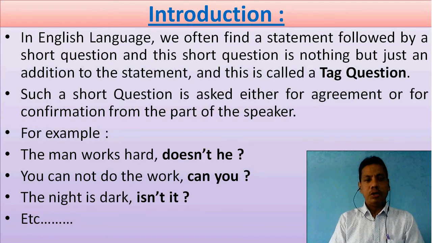In the English language, we often find a statement followed by a short question, and this short question is nothing but an addition to the statement. This is called a question tag. Such a short question is asked either for agreement or for confirmation on the part of the speaker. For example, the man works hard, doesn't he? You cannot do the work, can you?